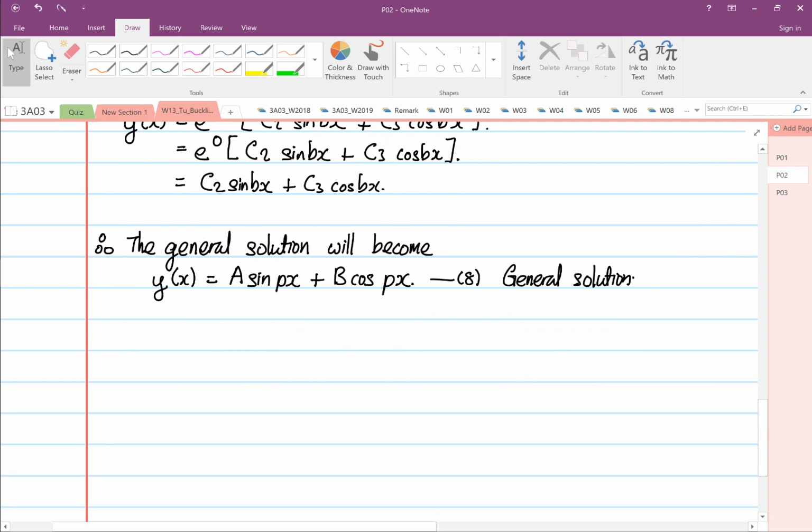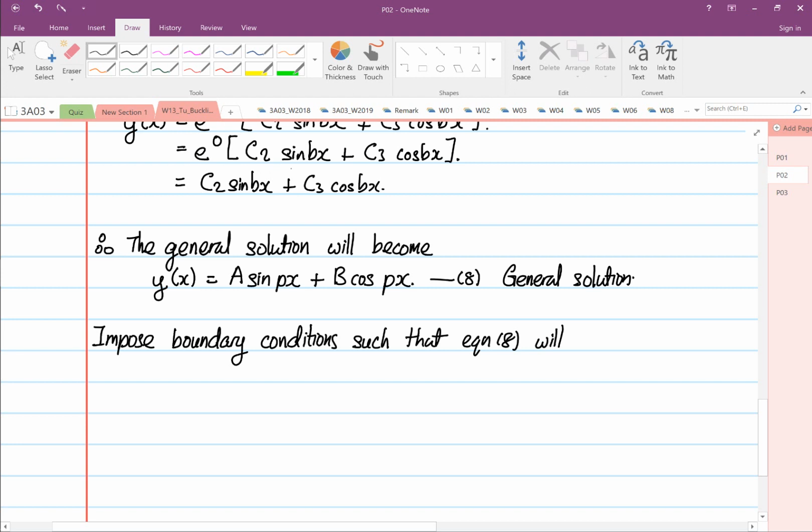Now we are going to impose boundary conditions such that equation 8 will be a unique solution.